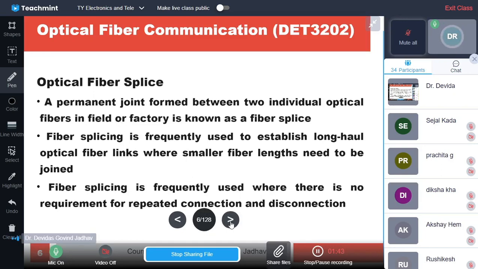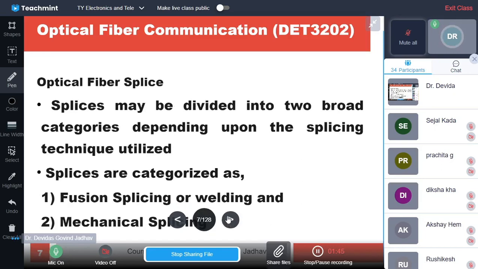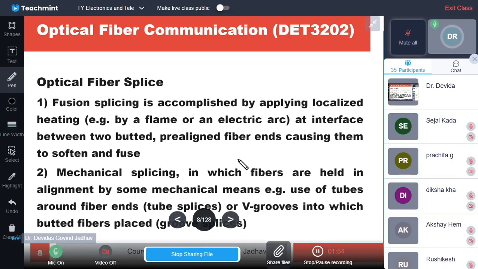So splicing is a permanent joint. Two types of the splicing. Fusion splicing is there, mechanical splicing is there. So we are going fast because we are revising it. We already discussed 2-3 times. Fusion splicing is with the help of electrical arc, and mechanical splicing is with the help of some mechanical mechanism. Mechanical means like tube around the fiber or V-groove.